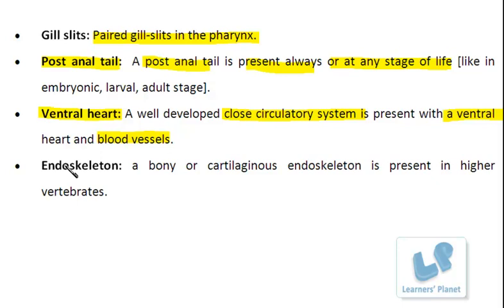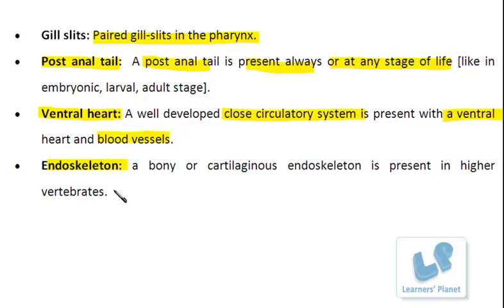The next point is the presence of the endoskeleton. All these organisms that belong to chordata definitely have an endoskeleton. In the invertebrate group, as I have already explained, exoskeleton is present in different groups in different forms. Sometimes it may not be present, but the endoskeleton is present only in the echinodermata.